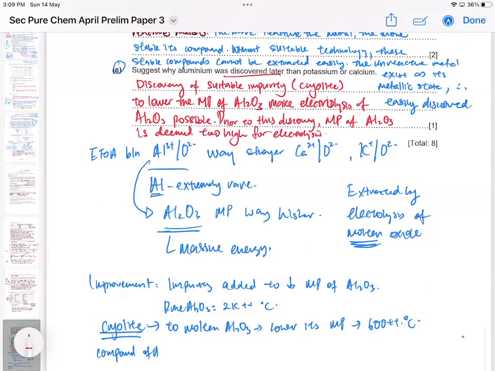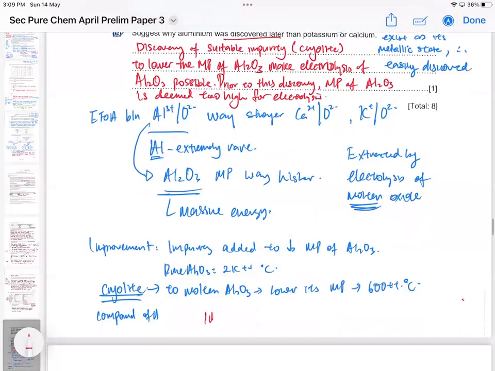It is so high that in the first place, you need to have a furnace to be able to store this aluminum oxide, because its melting point is 2000 plus. If the melting point of your furnace is not higher than that, the whole furnace will melt with your aluminum oxide. So you have to make changes to it. The change here is to add an impurity, using the concept that impurity lowers the melting point.